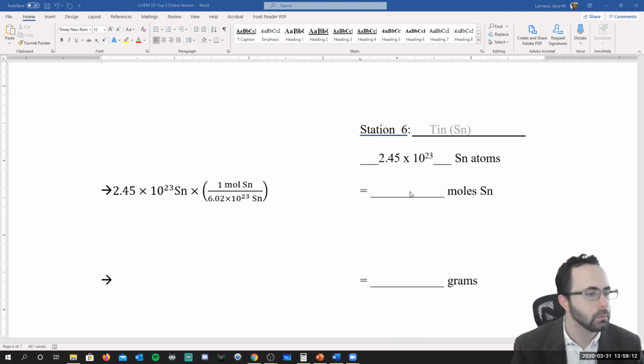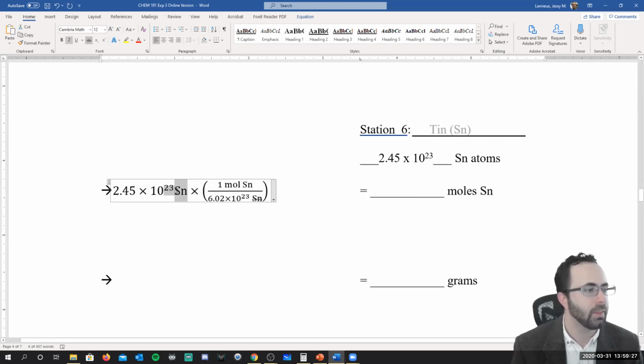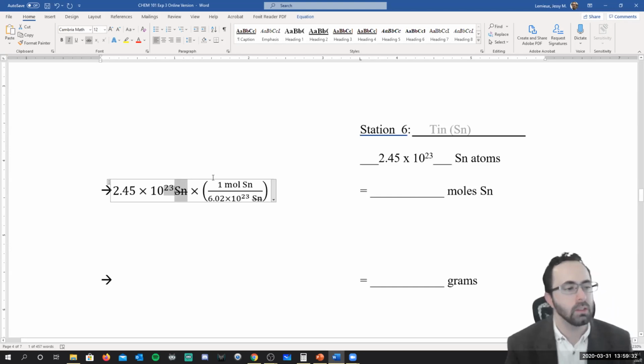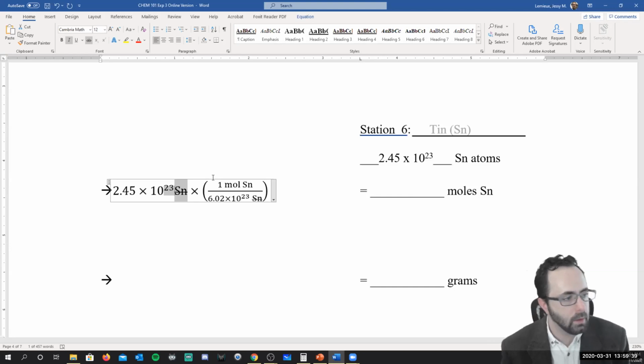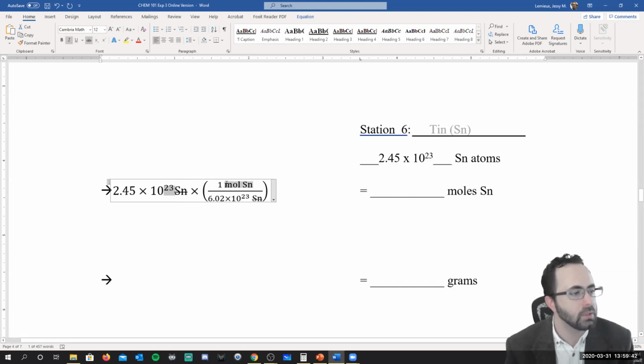So did that answer your question? So notice now we're going to cancel tin atoms. Oh, okay, great. Yeah, I don't always teach that in Chem 101. I always teach that in general chemistry, but yeah, that's where the number comes from, the fancy science behind it. And so that gives us moles of tin atoms. That's exactly what we were looking for.